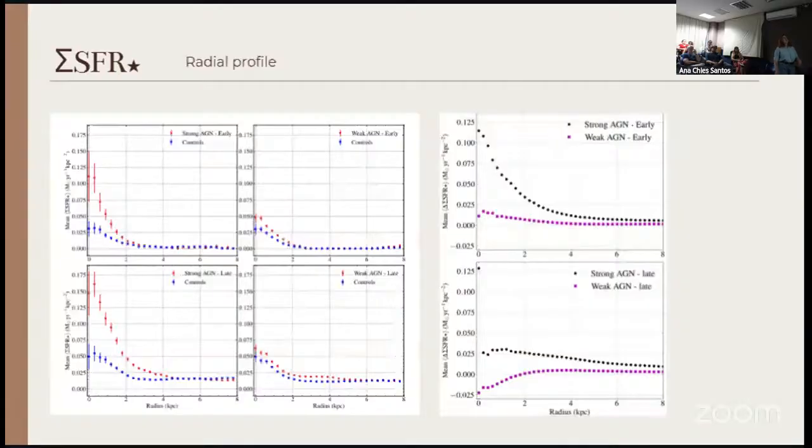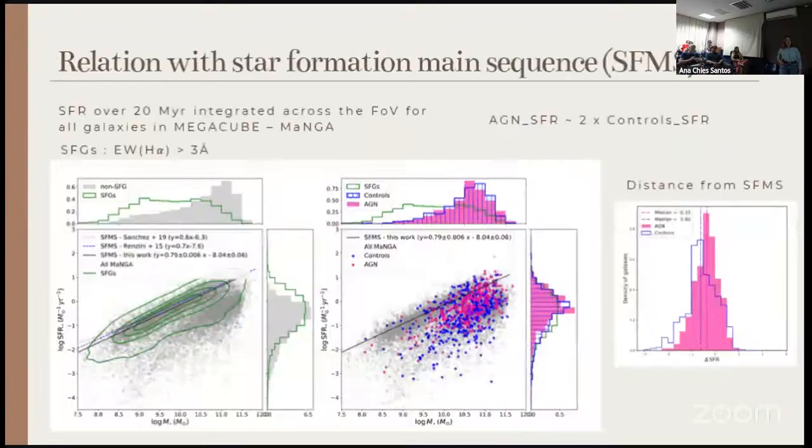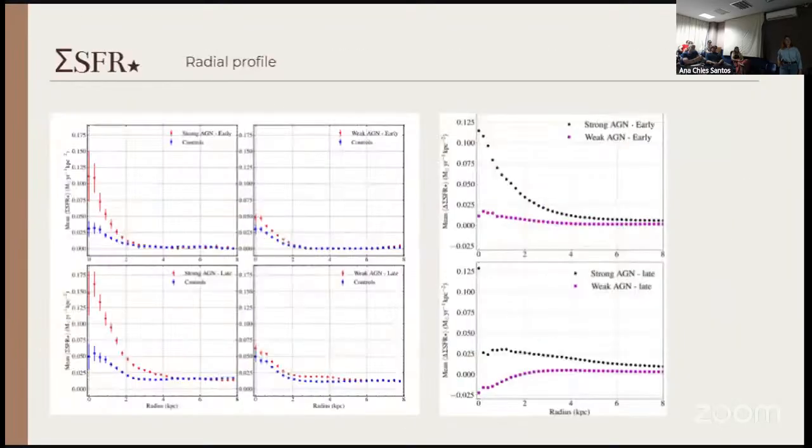And when you look at the star formation radial profile of these galaxies, we can also see that the strong AGN early type and strong AGN late type, both early and late type, have a higher star formation rate in the center compared to the controls. The difference between radial profiles in the weak cases is not as high in the center, but you also have a higher star formation rate in the AGN.